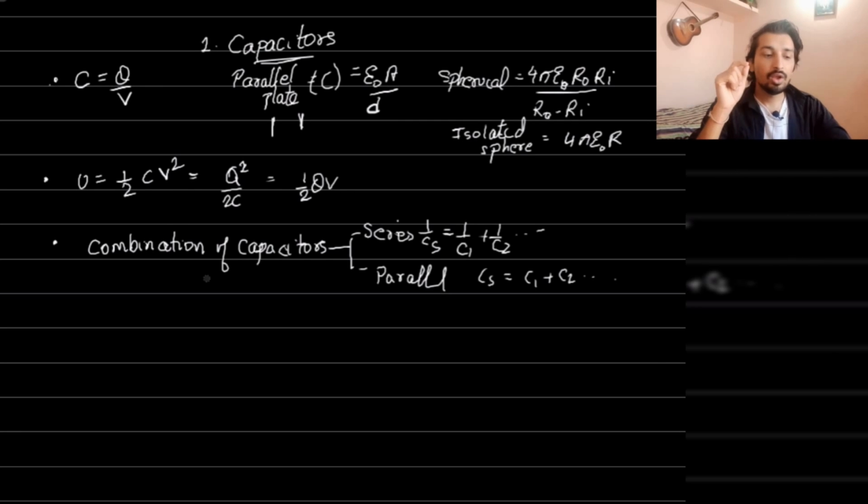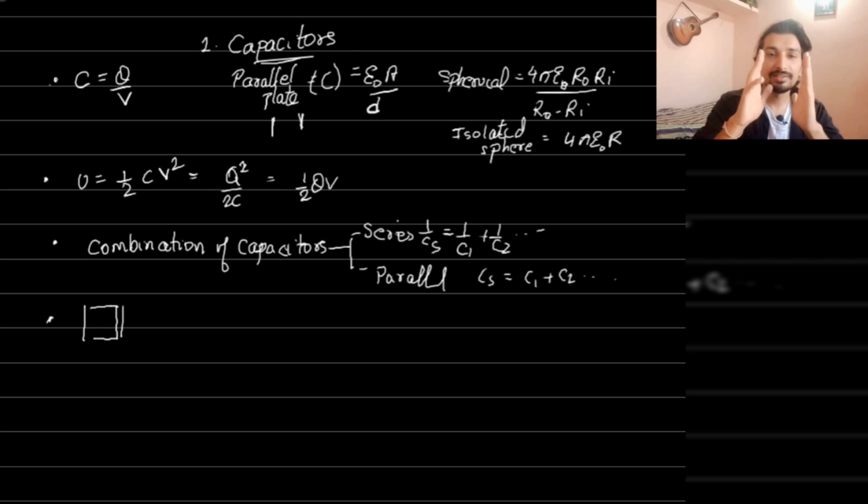So in series, 1 by C total capacitance will be equal to 1 by C1 plus 1 by C2 plus 1 by C3. And in case of parallel, you just add the capacitances and you get the total capacitance. Then, when you put a dielectric between a capacitor, what is a dielectric? A dielectric is a material which does not conduct current. It's like plastic or any material which does not allow the charges to pass.